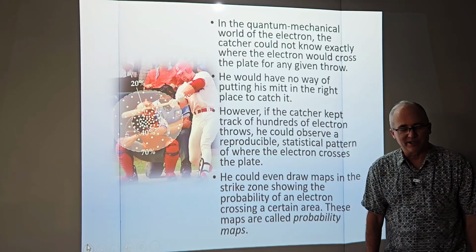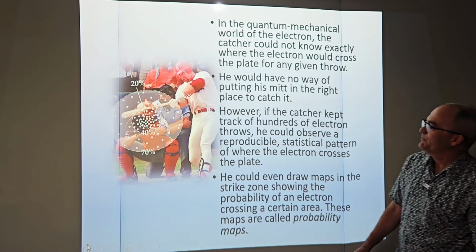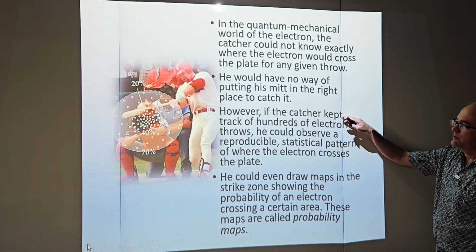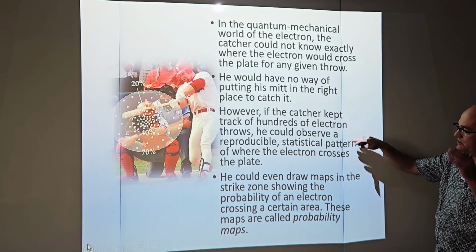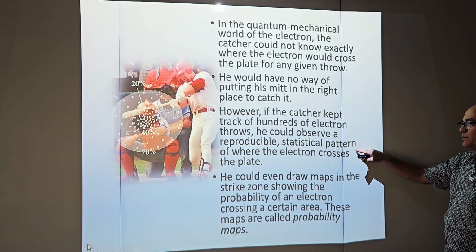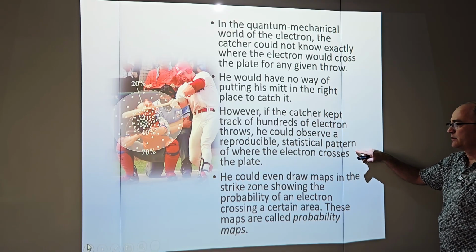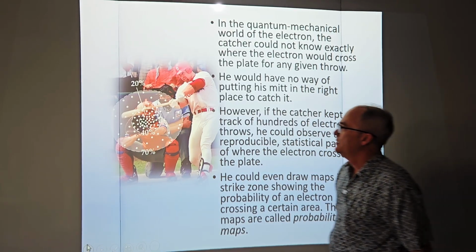However, this is the catcher. I'd be like, please don't hit me. However, the catcher, he gets some muscle memory. He sees where these all come most of the time. And he could observe a reproducible statistical pattern where the electron crosses the plate.